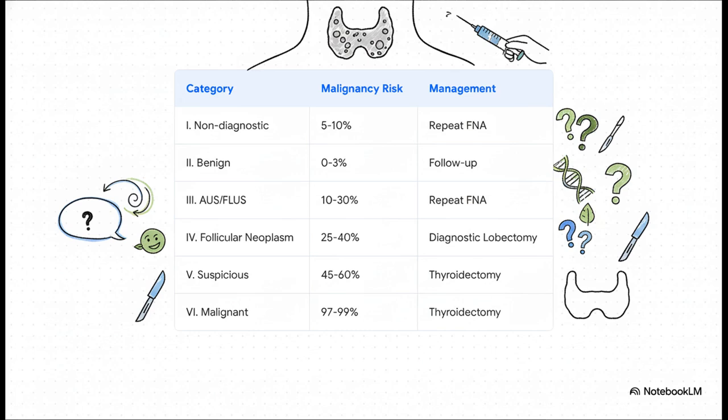The real challenge comes with the indeterminate categories. Category 3, or AUS-FLUS, is this gray zone. You might repeat the FNA or even do molecular testing on the sample. And then there's Category 4, follicular neoplasm. This is a classic exam question.